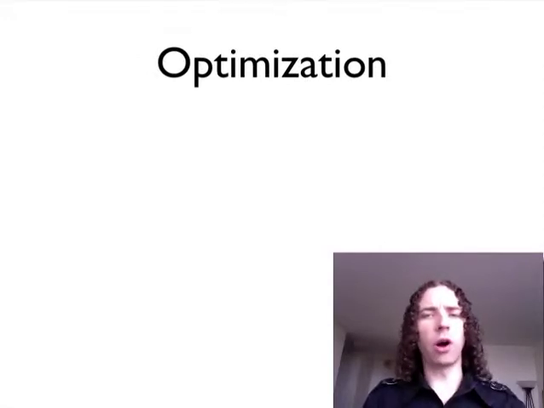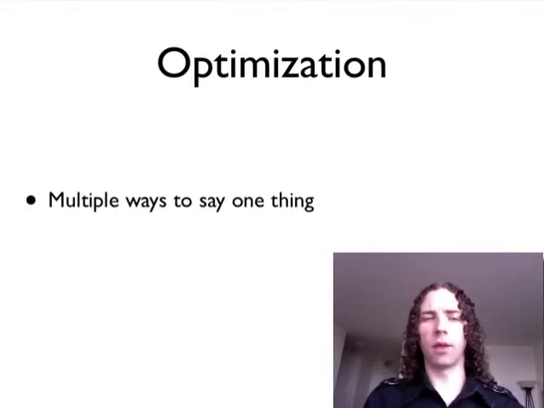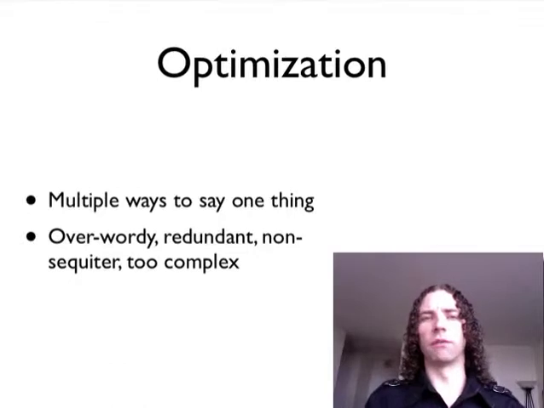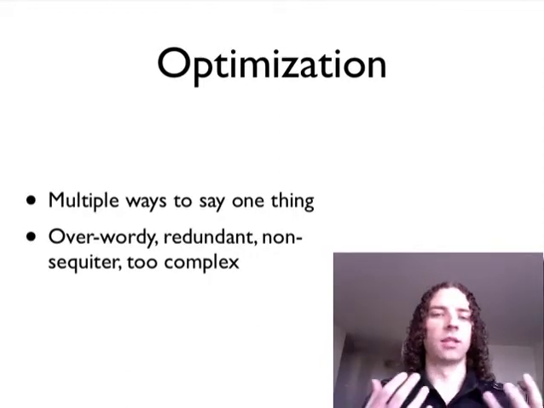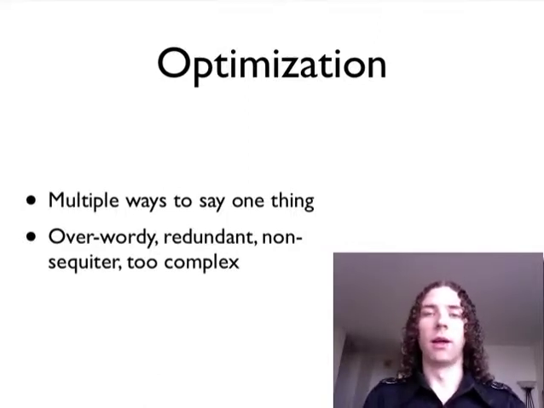But when you look more broadly at optimization, really what it comes down to is there's multiple ways to say one thing. And sometimes, from the position of an English example, you might want to optimize a sentence which is otherwise overly wordy. It's got redundant components to it, there's some weird non sequitur in the middle of that description, or it's generally too complex for your target environment.